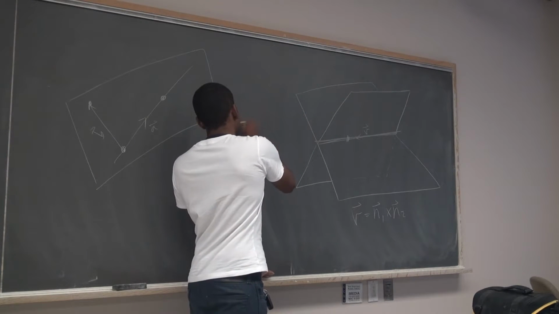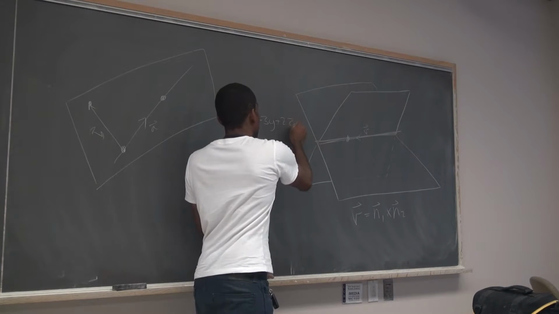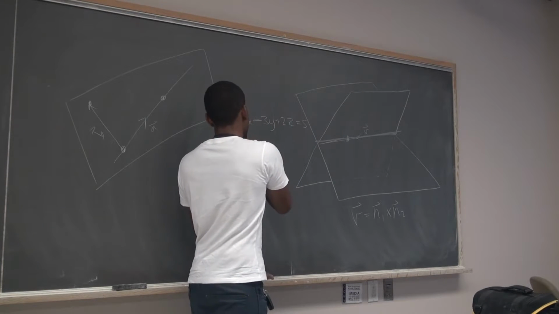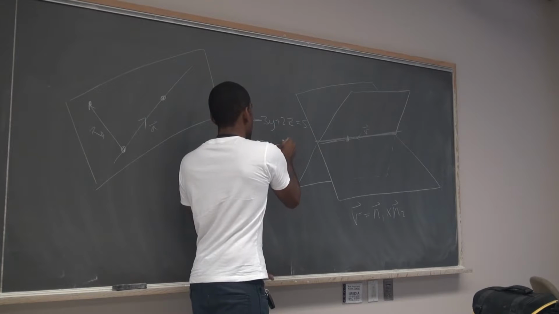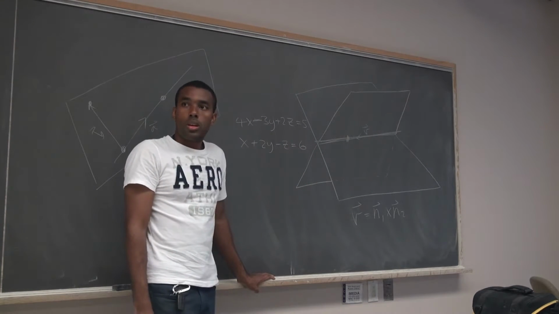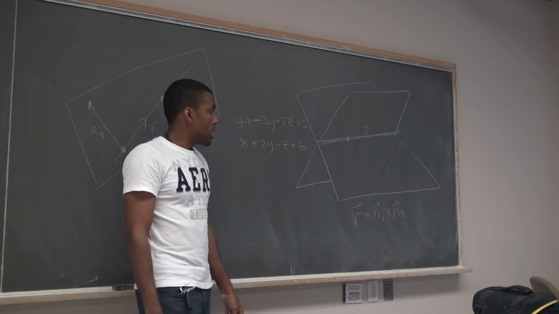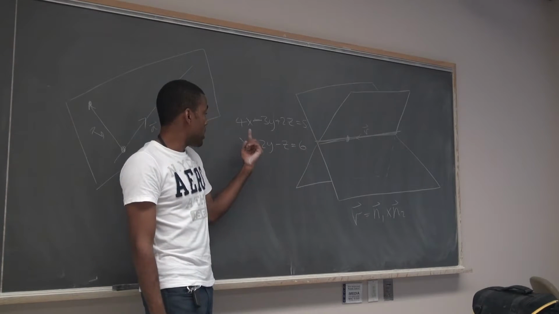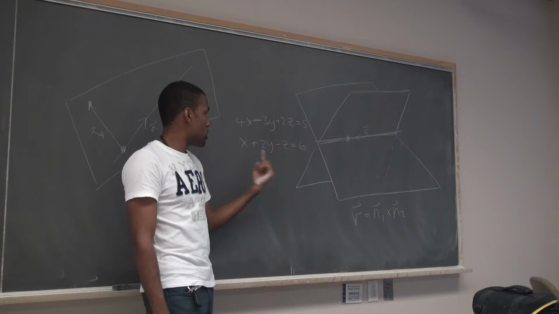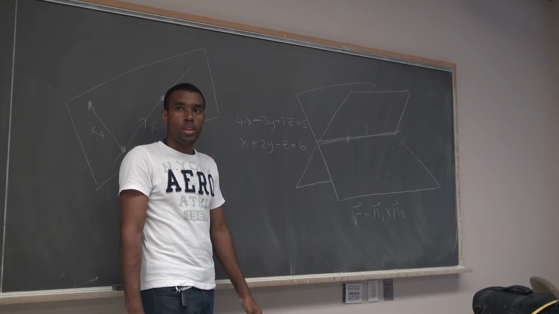So let's say one plane is 4x minus 3y plus 2z equals 5. The other one is x plus 2y minus z equals 6. What do you mean set them equal to each other? Can we give you those equations? Yeah, I give you these equations. And I can find the direction of the line by just taking 4, minus 3, 2, cross-producting with 1, 2, minus 1. That gives me the direction. How do I find a point?